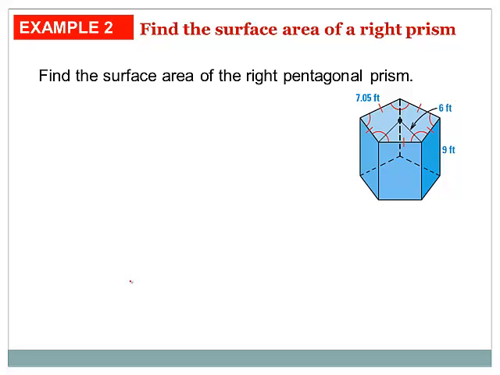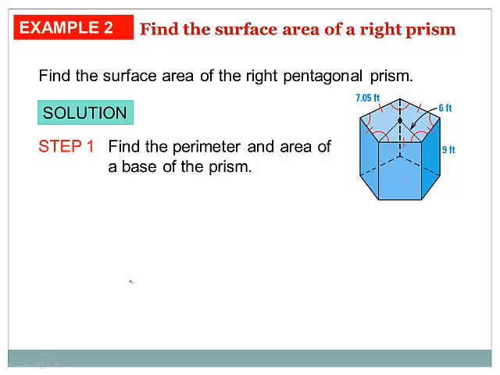For the third example, it says find the surface area of the right pentagonal prism. And this problem looks very complicated, very involved. However, we have done this in 11.6. So let's get started. The first thing it says to do is to find the perimeter and area of a base of the prism. So we need to find the perimeter because the perimeter is involved in the area.